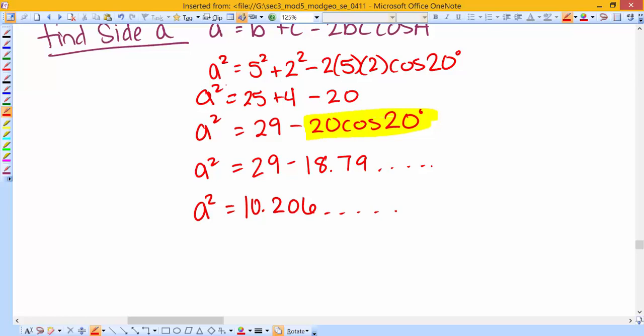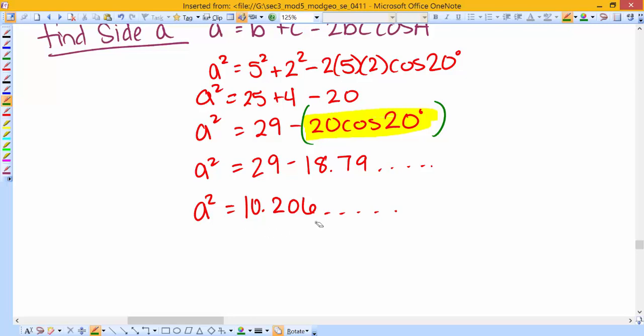Now to get a by itself, I just need to square root. But I want to get back to the 10.206. You can also plug everything in back here as long as you're careful with how you plug in. So 29 minus 20 cosine of 20, and I get 10.206. Some of your calculators, you might need to put parentheses around that so your calculator knows that the 20 cosine 20 go together and they need to be done separately from the 29.